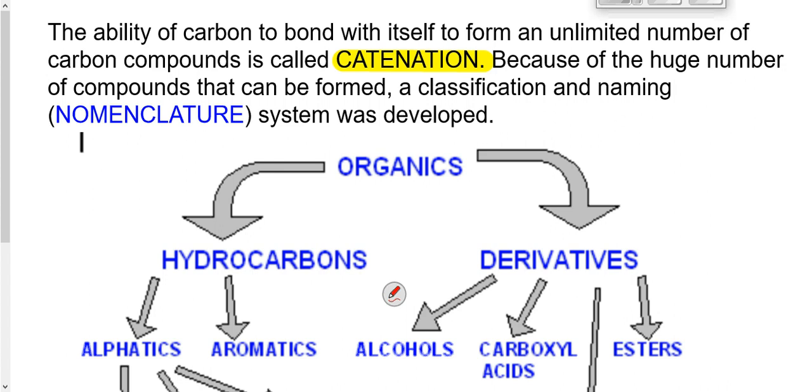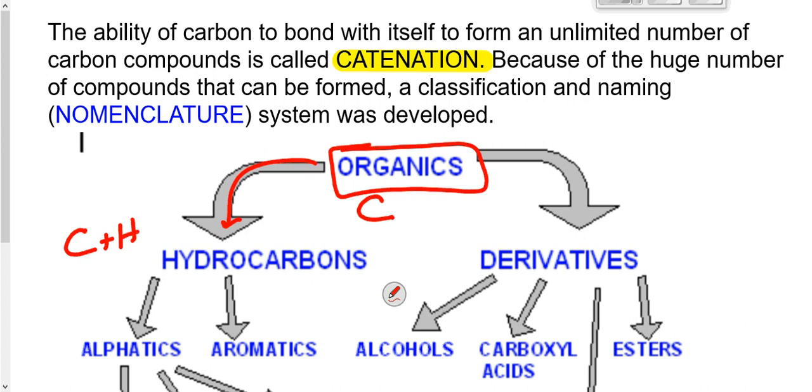So we're going to start following down along this side of the line. We want to remember that all organic compounds are compounds that contain carbons. As long as they contain carbons, they're going to be organic. We're going to start by looking at hydrocarbons. Hydrocarbons are compounds that contain carbon and hydrogen only. There will be no other atoms involved in any of the bonds.